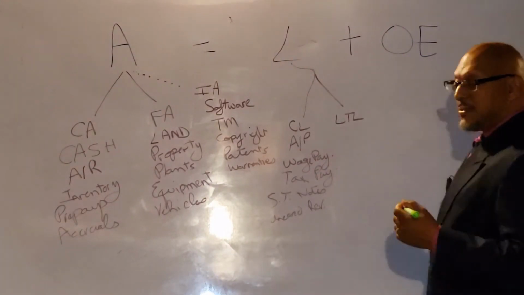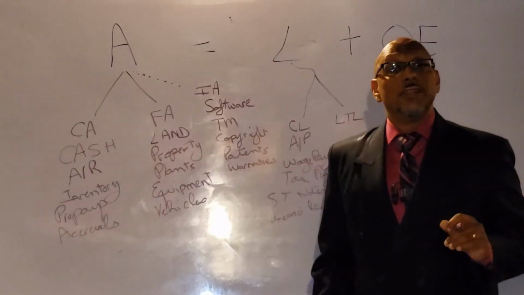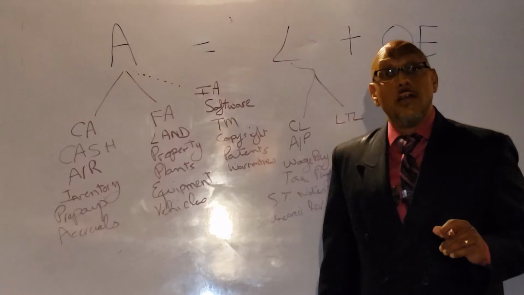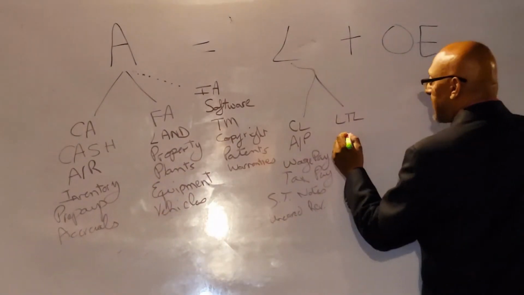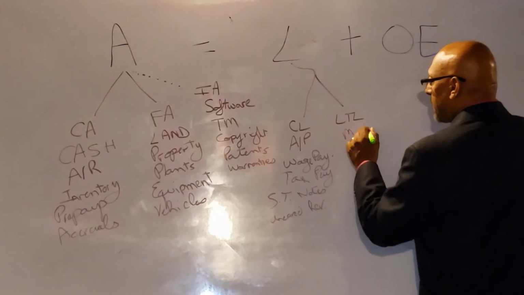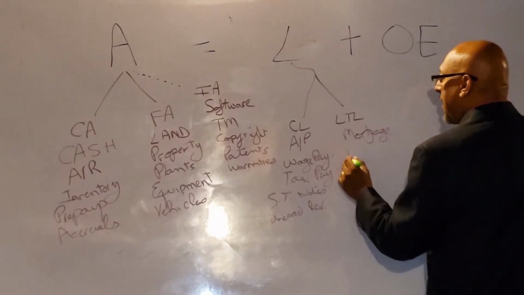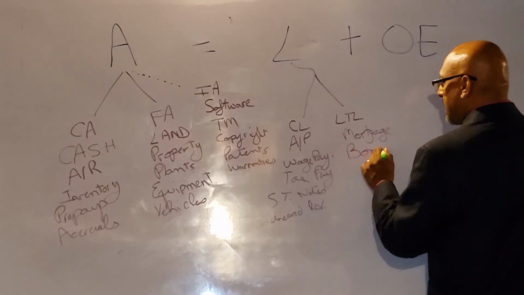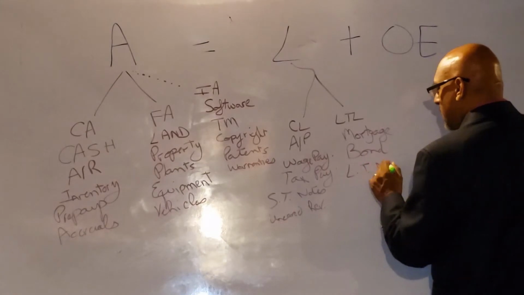Long-term liabilities are very similar to fixed assets. Long-term liabilities last more than a year, or have terms of longer than a year. Examples are mortgages, bonds, and other long-term notes.